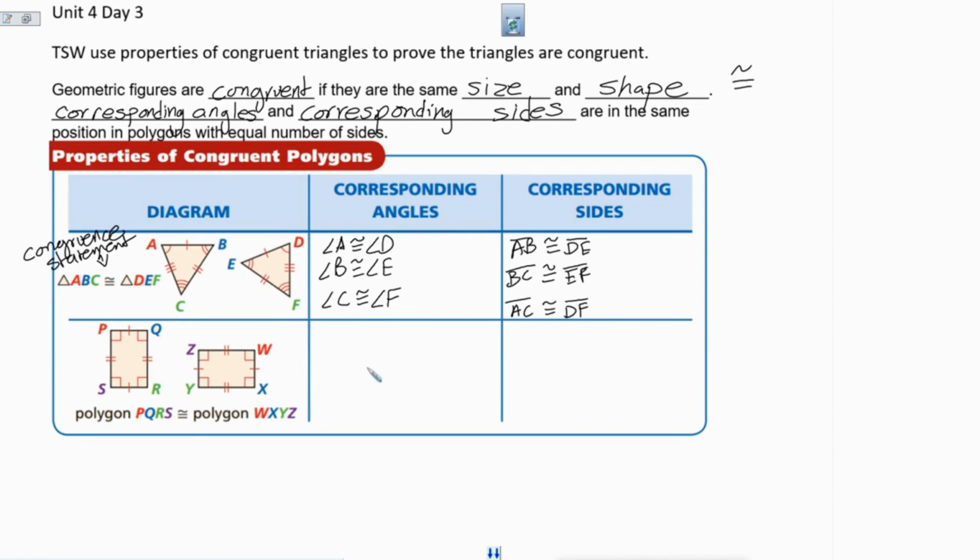Then we are looking at polygons. Again, their congruent statement is right here. You name your two figures, and the order of how those figures are named tells you what parts are congruent to each other.